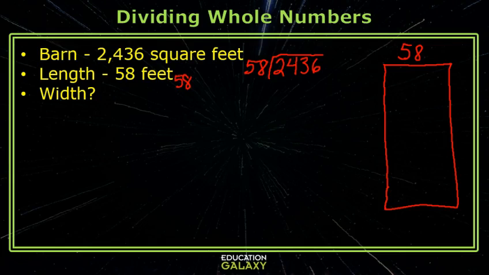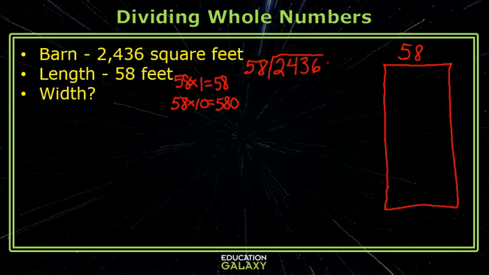For example, 58 times 1 is 58. 58 times 10 is 580. 58 times 100 would be one more zero. It would be 5,800, which is greater than my dividend, so I don't need to use that fact.